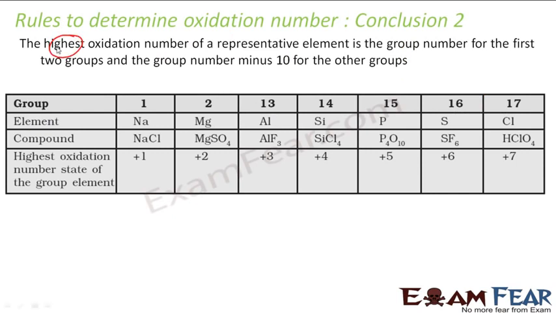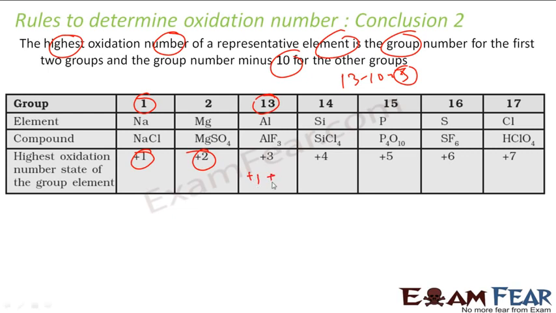And the second conclusion was that the highest oxidation number of an element in a given group is nothing but the group number minus 10. For example, for group 1, the highest number is plus 1. It can have minus 1 also, but the highest is plus 1. For magnesium, the highest number was plus 2. It can have plus 1 also, but the highest is plus 2. For aluminum, you see it is group 13. 13 minus 10 is 3, right? This is for all the groups greater than 10. For group 1 and 2, it's just the group number actually. So it can have plus 1, plus 2, and plus 3, but the highest is plus 3.